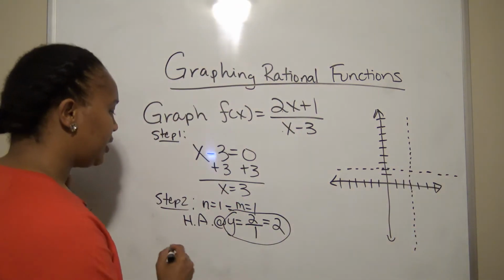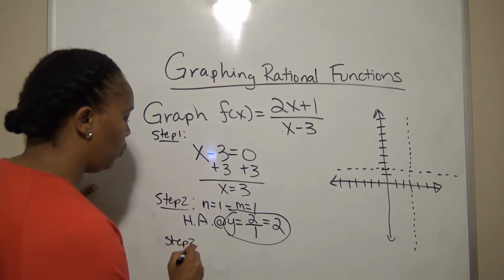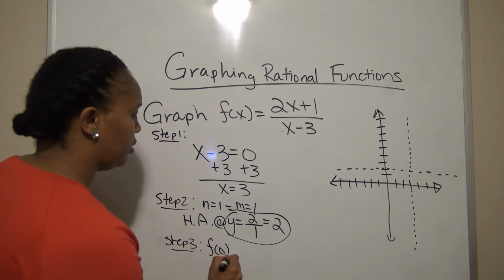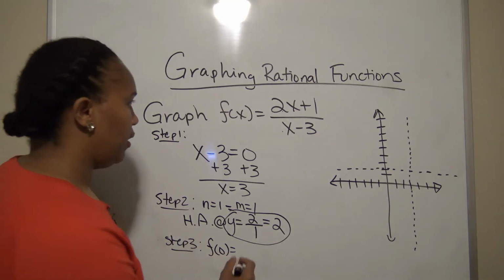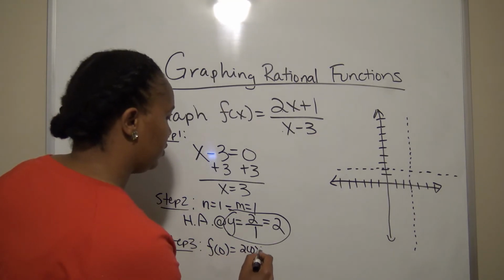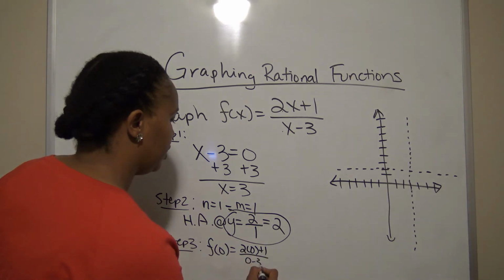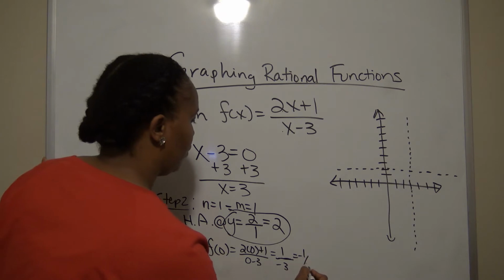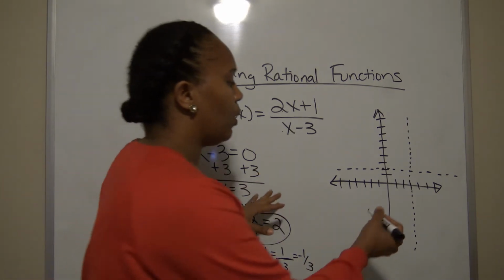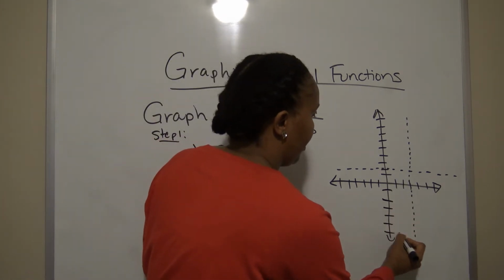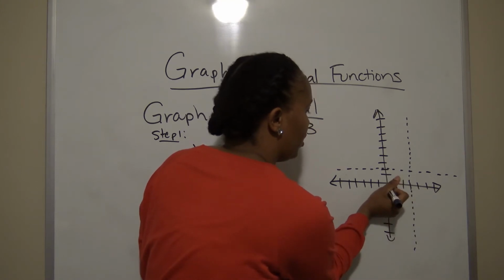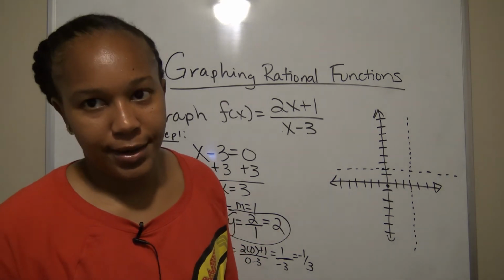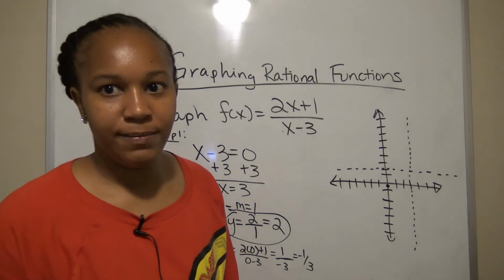All right. Next thing I want to do is find the y-intercept, and I find the y-intercept by letting x equal 0. So f of 0 is equal to 2 times 0 plus 1 over 0 minus 3, which is 1 over negative 3, which is negative 1/3. So it's going to cross the y-axis at negative 1/3. That's a little bit before negative 1/2. So I just put a dot where I guesstimated negative 1/3 to be.